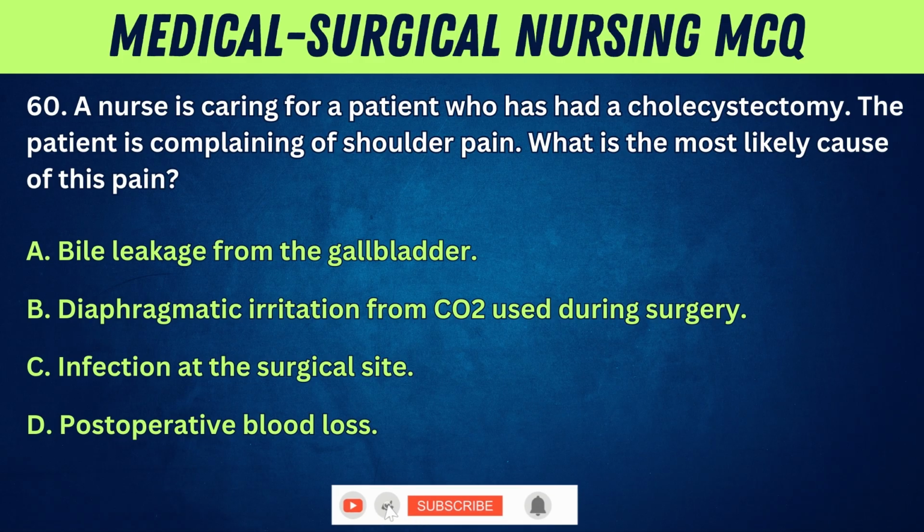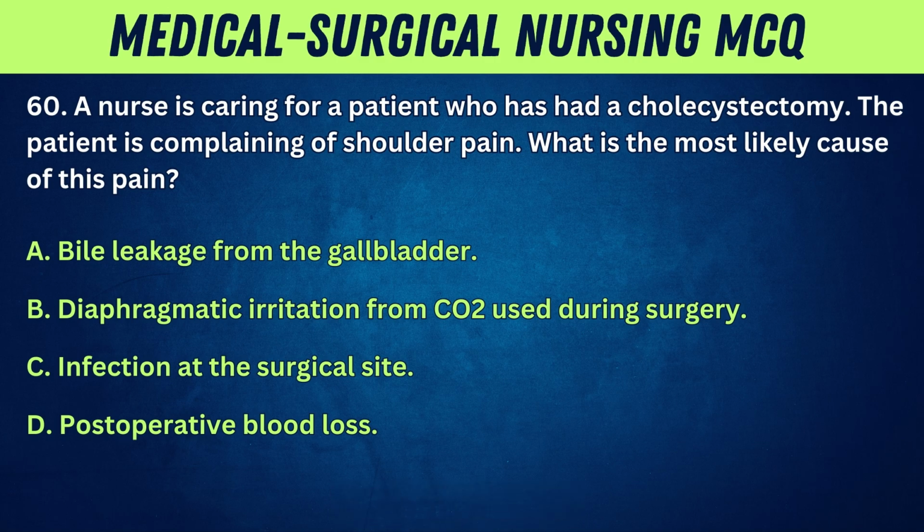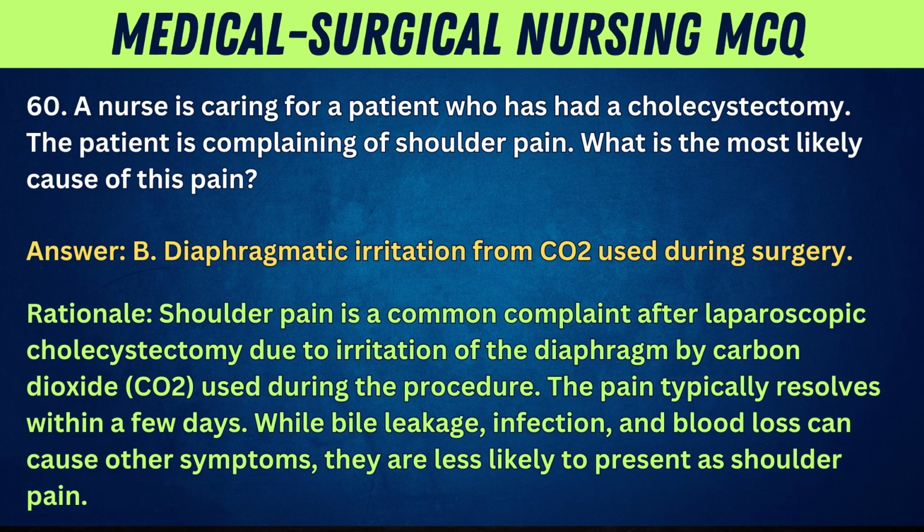60. A nurse is caring for a patient who has had a cholecystectomy. The patient is complaining of shoulder pain. What is the most likely cause of this pain? A. Bile leakage from the gallbladder. B. Diaphragmatic irritation from CO2 used during surgery. C. Infection at the surgical site. D. Postoperative blood loss. Answer. B. Diaphragmatic irritation from CO2 used during surgery.